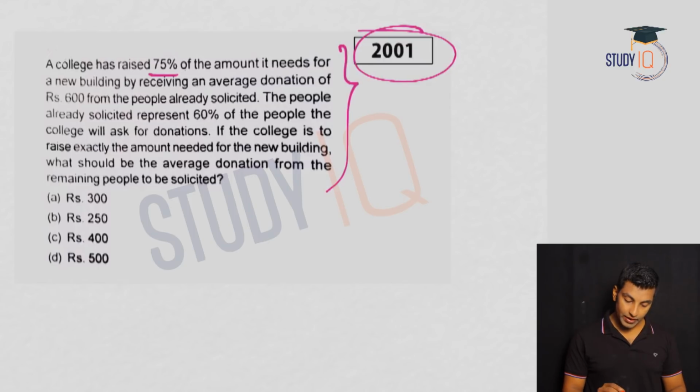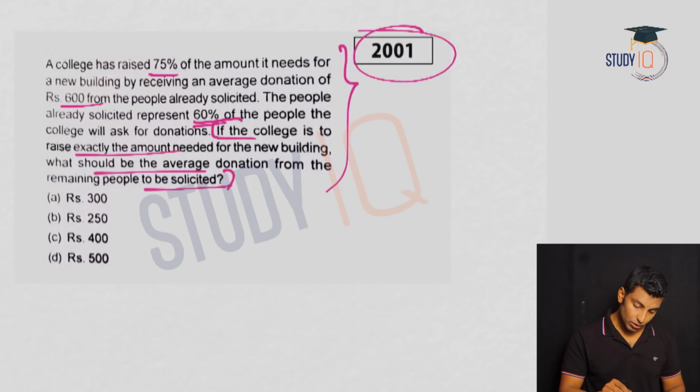A college has raised 75% of the amount it needs for a new building by receiving an average donation of 600 from people already solicited. The people already solicited represented 60% of the people the college will ask for donations. So if the college is to raise exactly the amount needed for the new building, what should be the average donation?